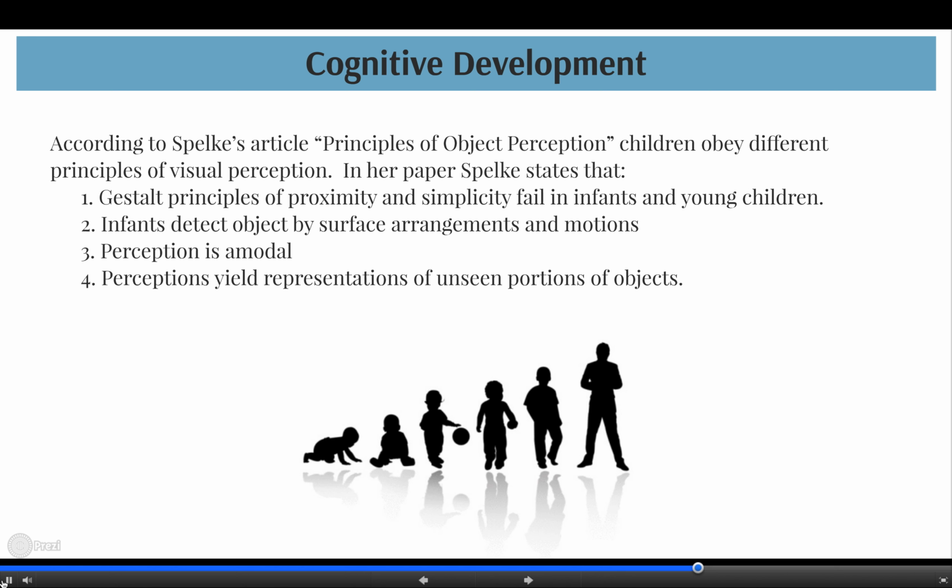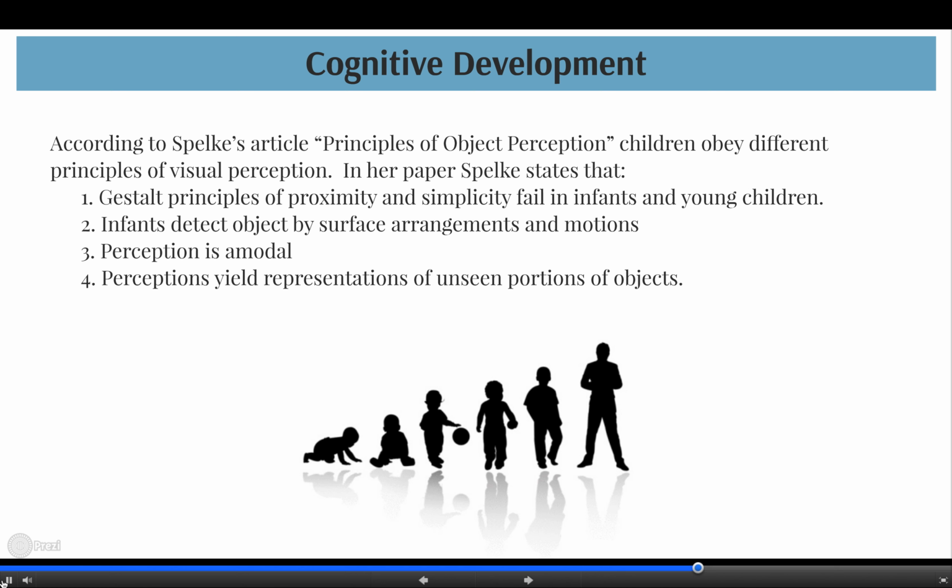According to Spelke's article, Principles of Object Perception, children obey different principles of visual perception. In her paper, Spelke states that 1. Gestalt principles of proximity and simplicity fail in infants and young children. Instead, infants and children tend to associate motion with object identity rather than its proximal relationships to other stimuli. 2. Infants detect objects by surface arrangement and motions. That is, infants detect objects that move coherently as a single unit.